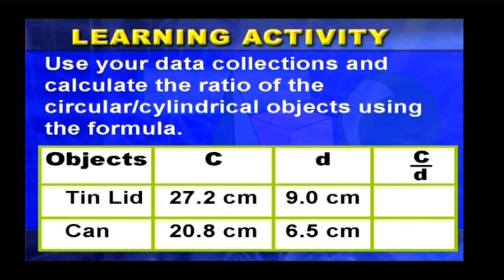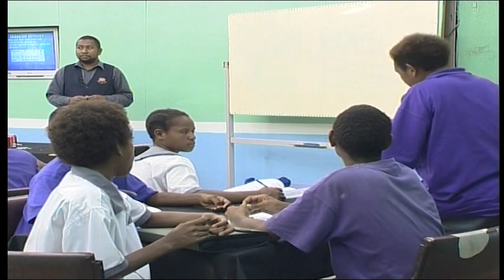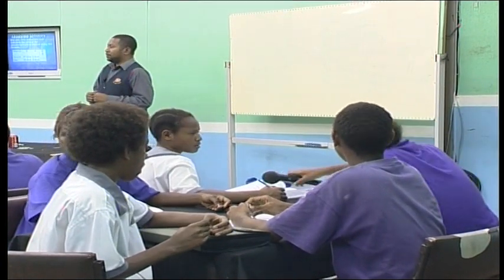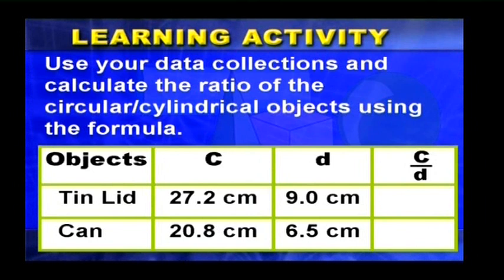Let us see. Evelyn, what do you think? Circumference. Circumference, very good. The letter C is standing for circumference on the table. Now, letter D is for diameter, very good. So, in the first column, it says objects. It is for the cylindrical and circular objects which you have brought with you to measure. For example, the tin lid and the can. But for the other columns, the C stands for circumference, D stands for diameter.